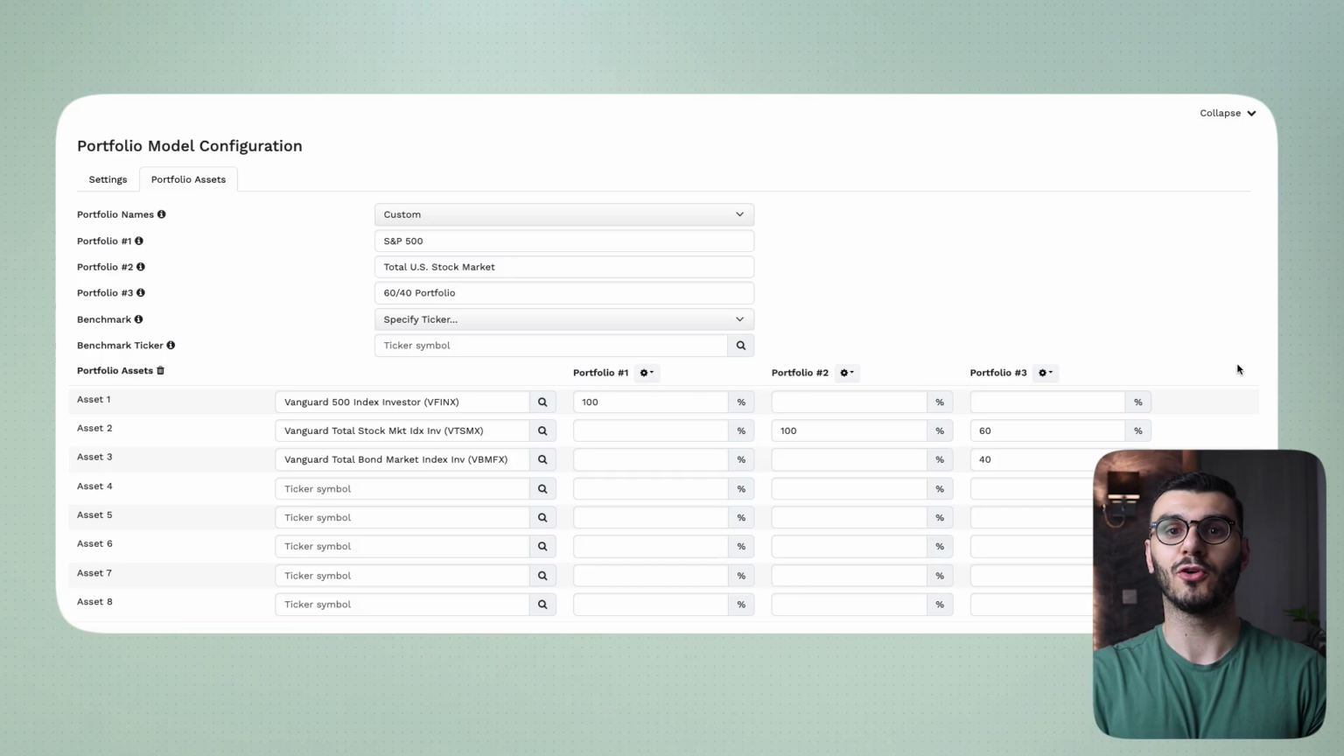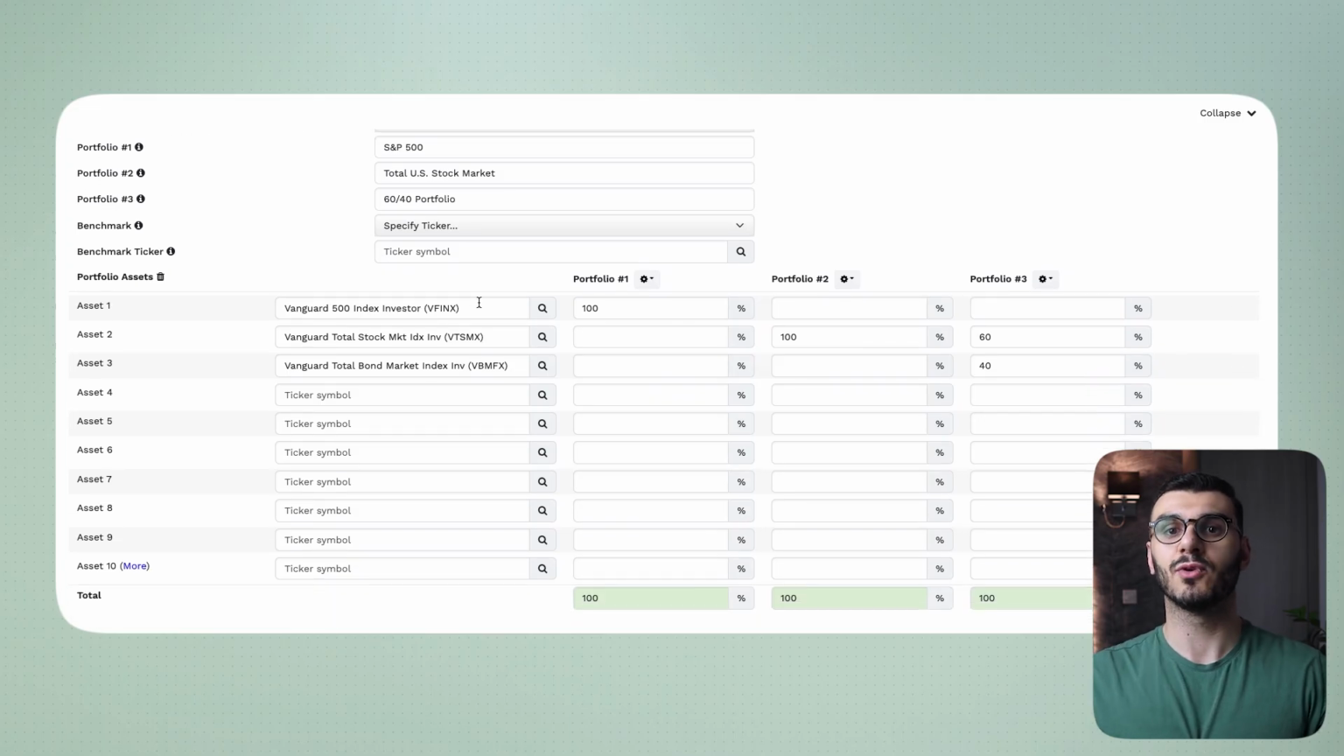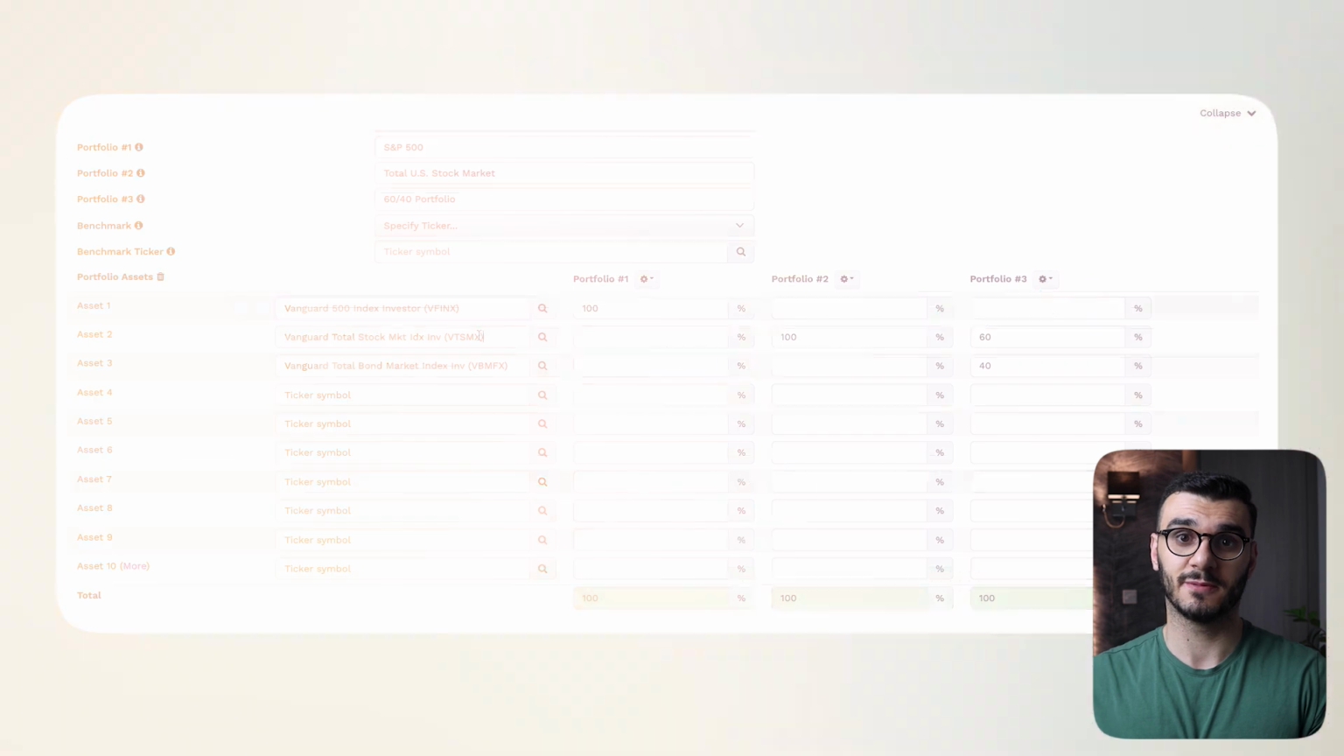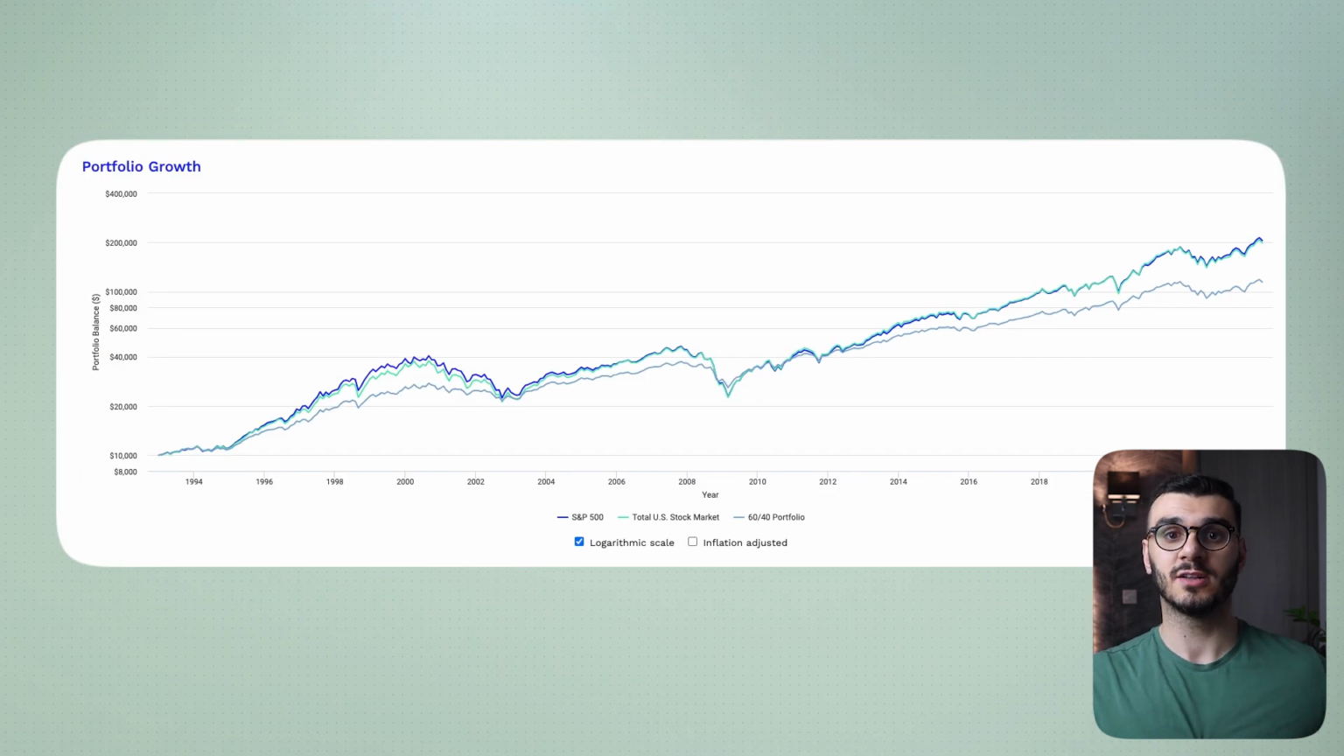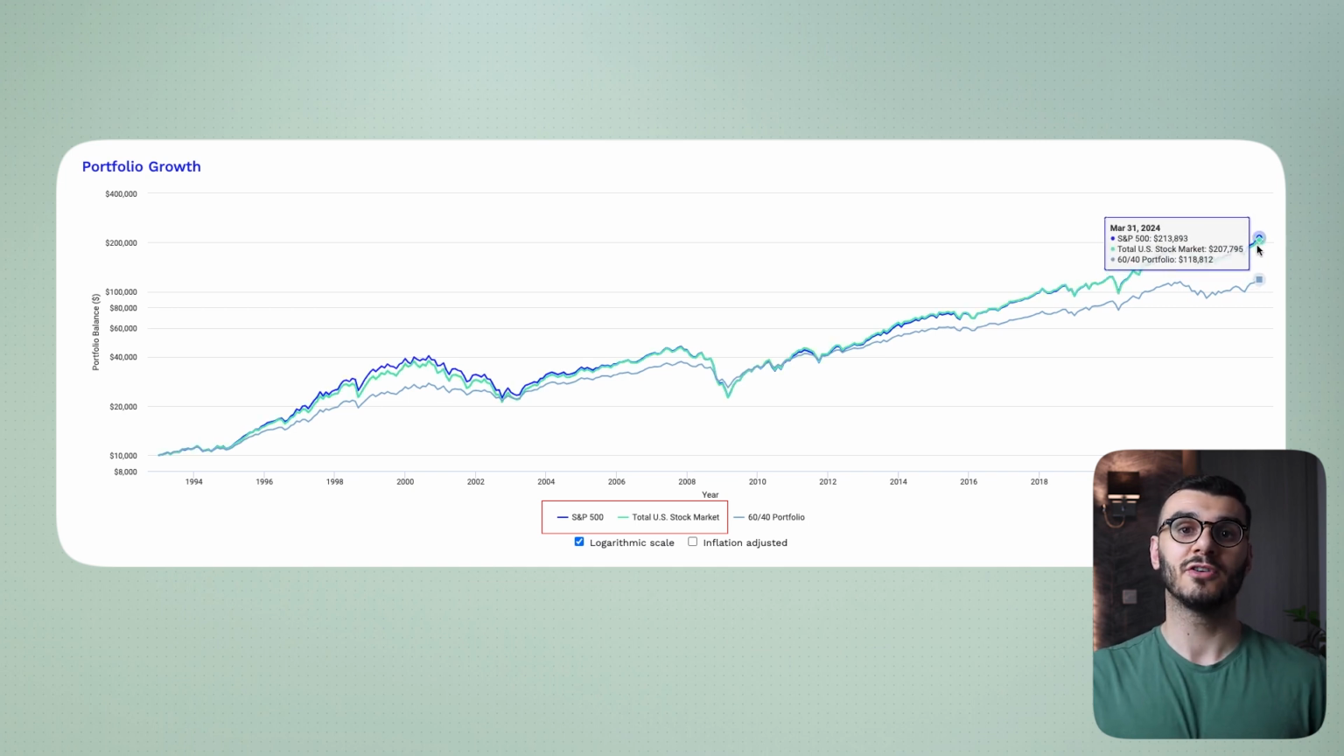Let's look at some figures, and I'm actually going to put up the three portfolios here at the same time, as this will make things a lot more interesting. And if we take a look at the performance chart, you'll notice right away that portfolios 1 and 2 are almost identical. These lines represent the S&P 500 and the total US stock market. As you can see here, there are very few differences between the two because of their similar compositions.